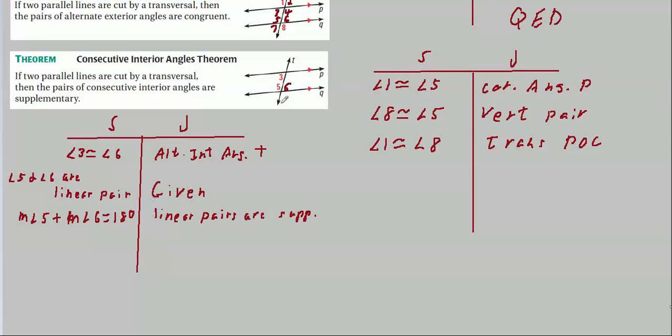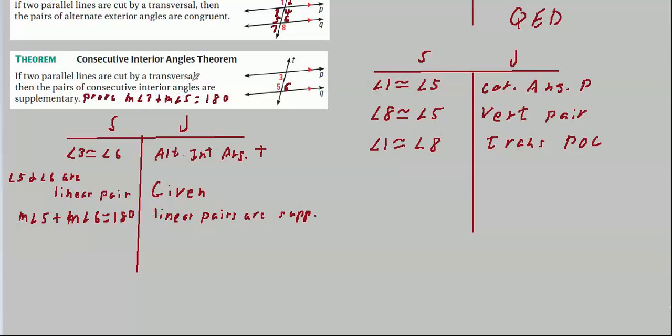Okay, we've got that these two are supplementary. We're trying to show that angle 3 and angle 5 are supplementary. How do we do that? And I probably should have written that right here, shouldn't I? Like I said, it never hurts to write down what it is you're trying to prove so that you always know what it is you're heading towards.